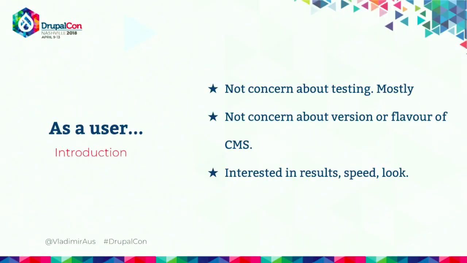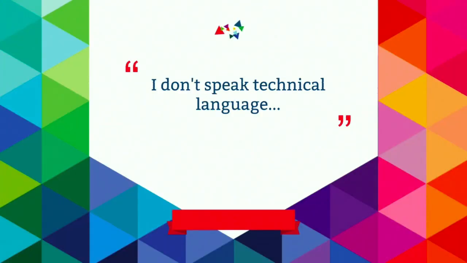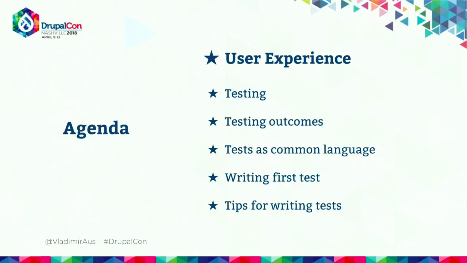As an end user of any product you build or deliver, I'm not concerned about testing, really. I'm not concerned about the version or flavor, or even sometimes the CMS we're using. I'm interested in results, I'm interested in speed, and I'm interested that it actually looks nice and I have a nice user experience. A lot of people come to me and say, oh, you're a backend developer, I don't speak technical language. I heard this phrase a number of times. Sometimes it came from the client, sometimes from someone else, but I heard it quite a few times.